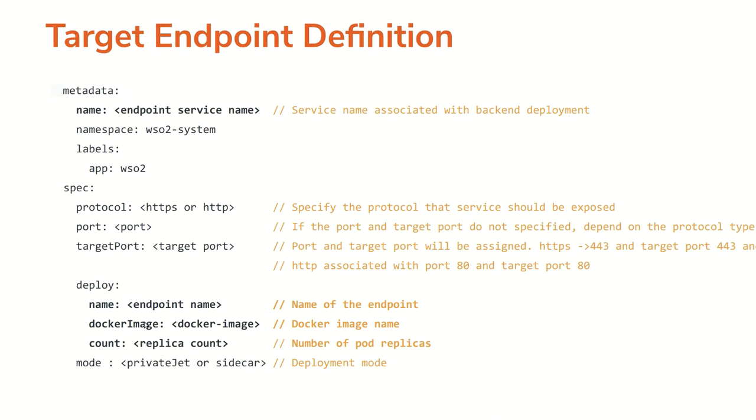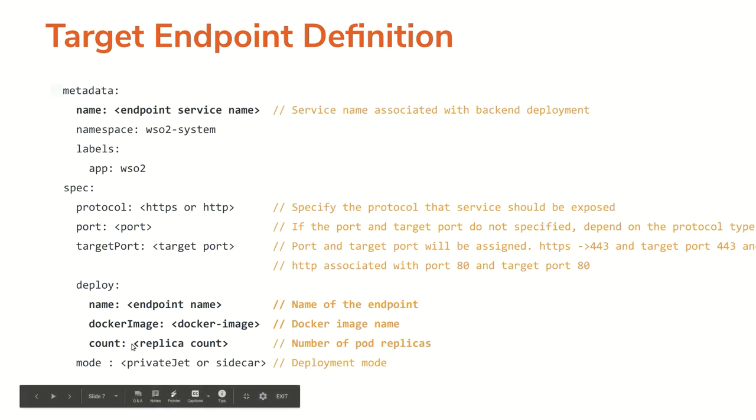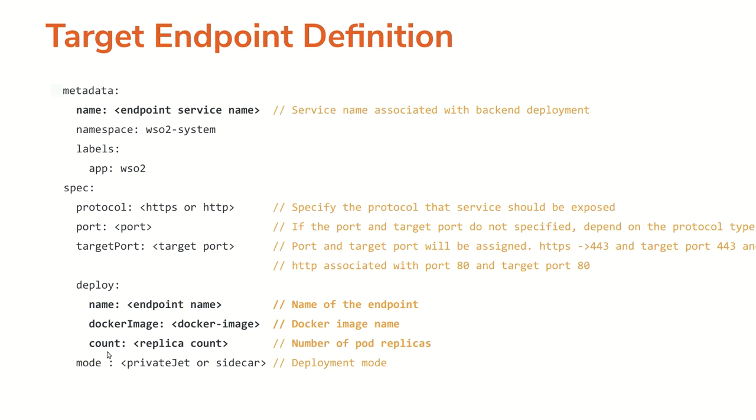Most importantly, you need to provide the reference of your Docker image that implements your backend service. The count tag, which is the number of pods that should be deployed in the Kubernetes environment, can be specified here. In the mode, you can specify which mode you prefer, whether private jet or sidecar.